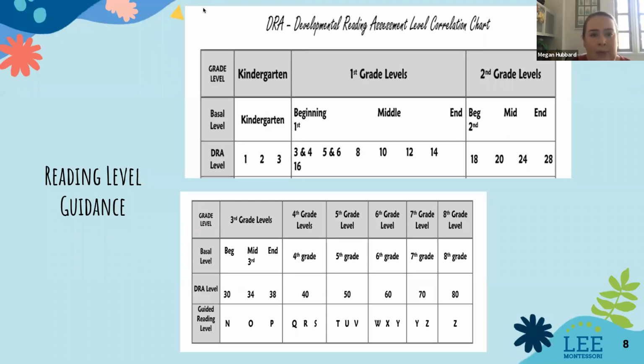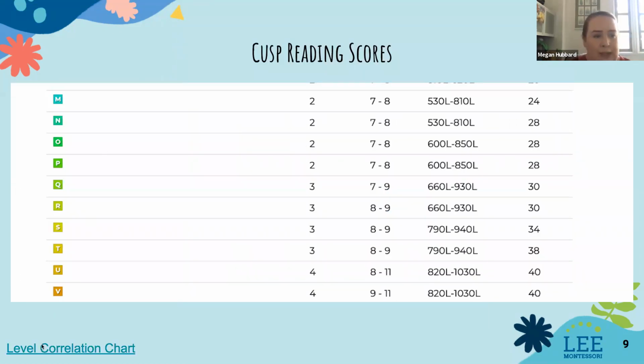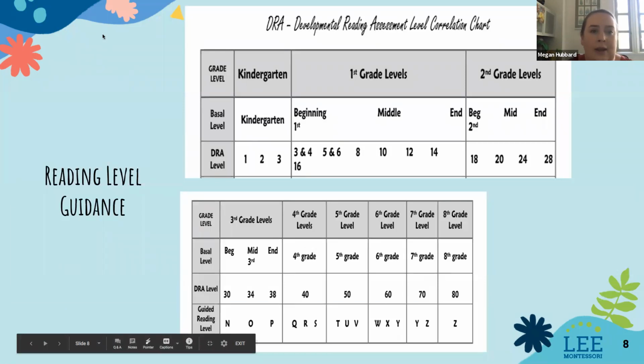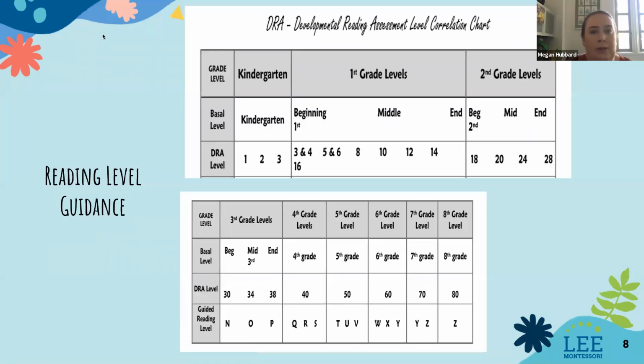So what we've put here in this chart is a really basic reading level correlation chart. So the publisher guidelines, can you go back? Perfect. So DRA levels 1 through 3 are considered kindergarten levels, 4 through 16 are considered first grade levels, 18 through 28 second grade, and then you can see the 3rd through 8th grade levels below as well.